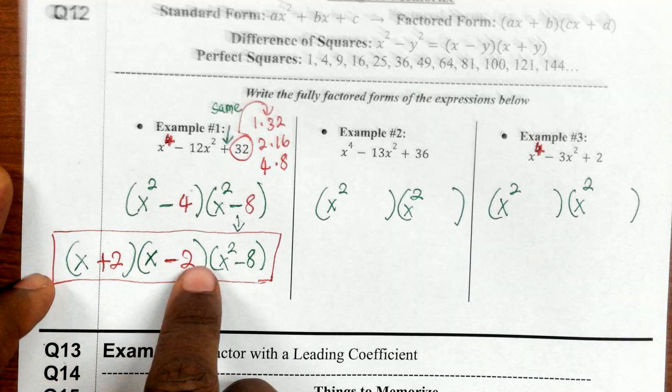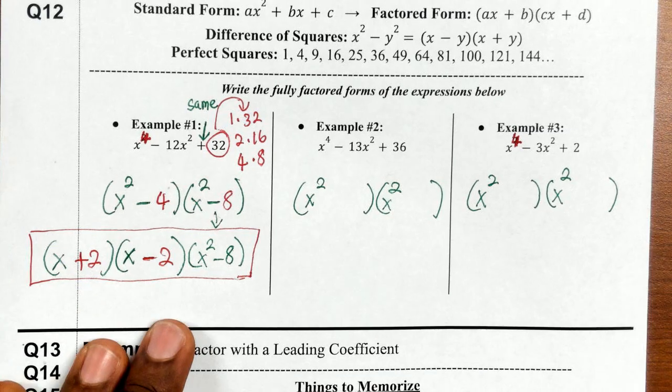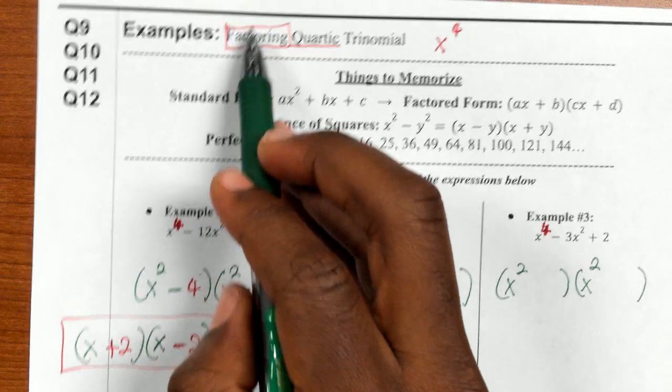Alright, so you've got to pay attention real closely to that, guys. Okay, so let's try the next one. So again, we write factored form because we are factoring.